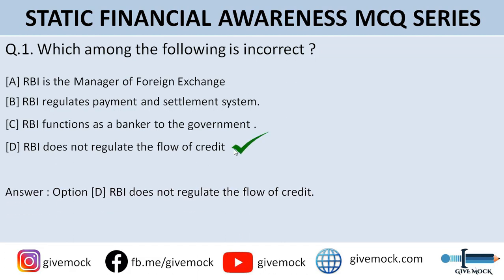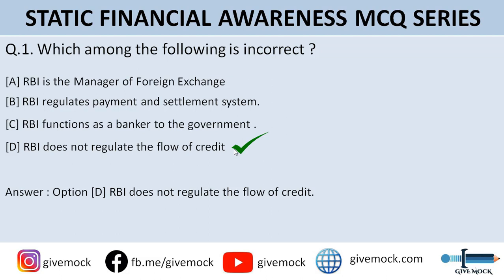The correct answer is D. D is incorrect because RBI does regulate the flow of credit. And A, B, C are also correct in terms of RBI's functions. RBI is the manager of foreign exchange. RBI also regulates payment and settlement system. RBI functions as a banker to the government, as you already know.